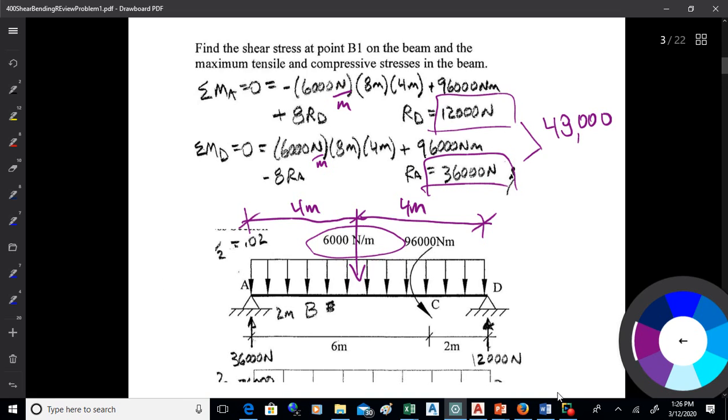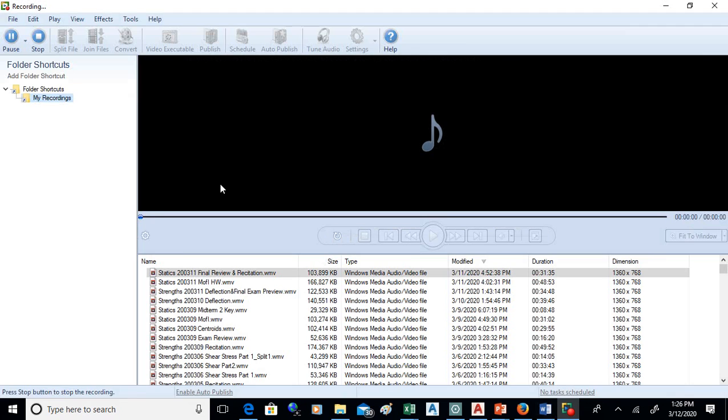So I'll pause the recording for those of you online. You can just draw a shear and moment diagram, see how you do with that, then have a look at what we're doing. Some of you should pause your recording too and work on that stuff.